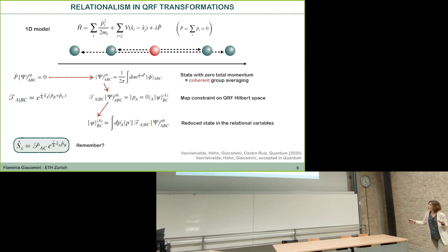Now, what does this have to do with relational observables? Well, it turns out that the relative distances between the particles are the Dirac observables.